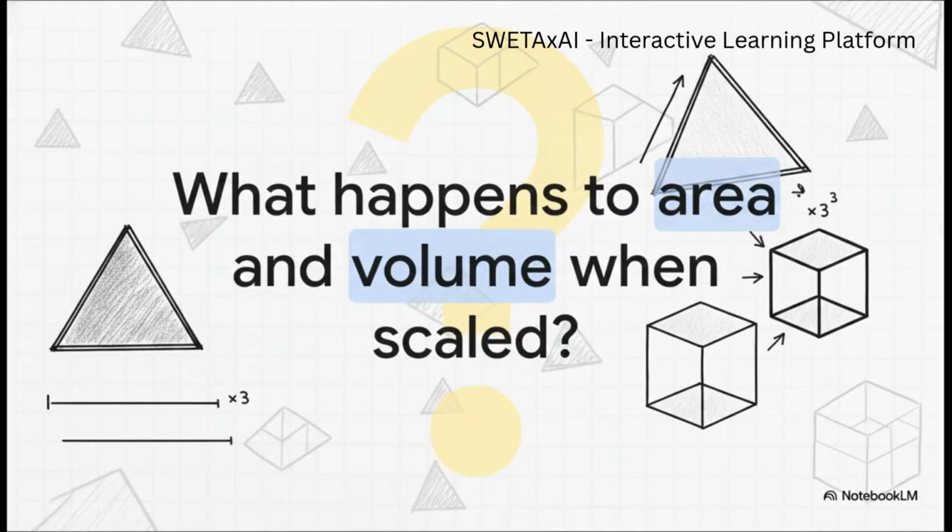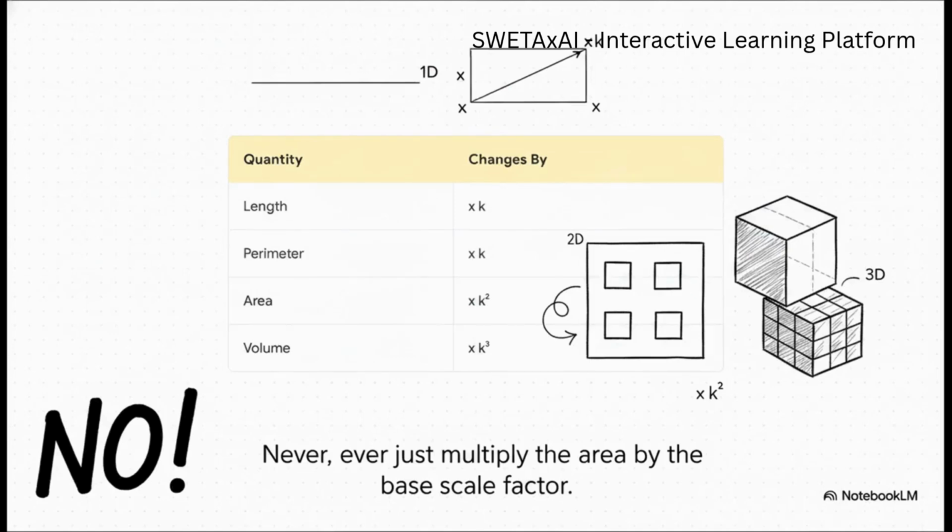But here's where things get really fascinating. We know what happens to the 1D lengths, right? They multiply by 3. But what about 2D space or 3D space? Like, what happens to the area of our triangle or the volume if we were looking at a 3D prism? Does the area just multiply by 3 too? The answer is absolutely not.